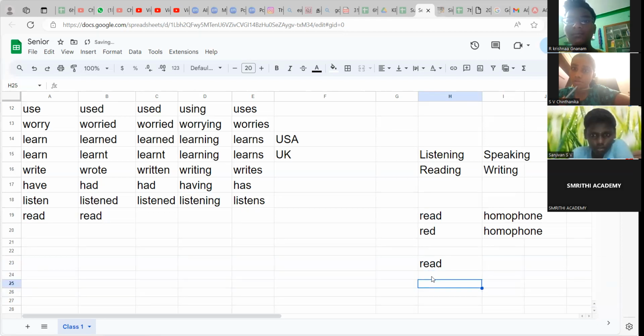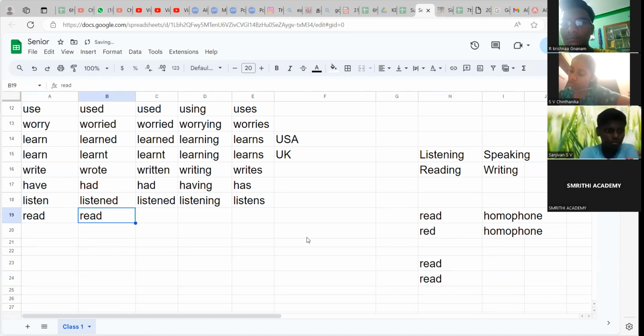Different pronunciation. Look at that. Read, red. Wow. Two different words. Look at that. This is the present, this is the past.